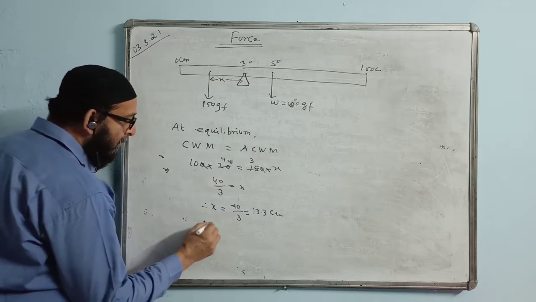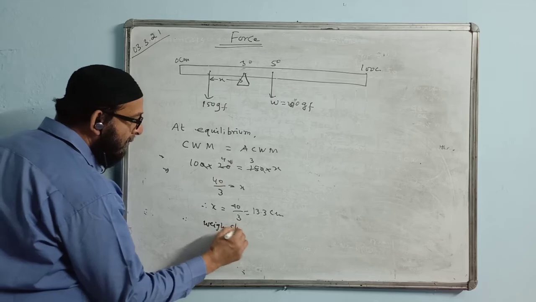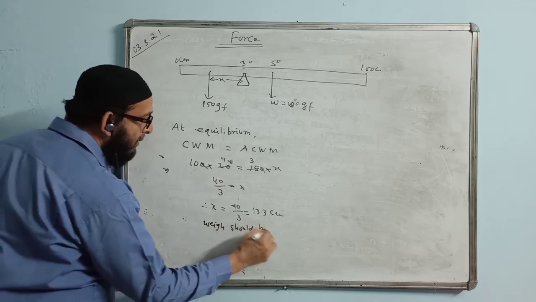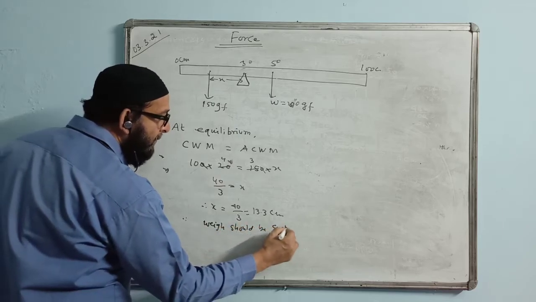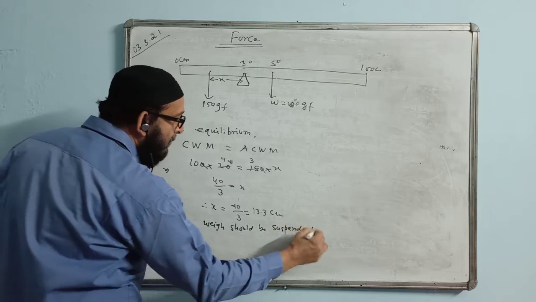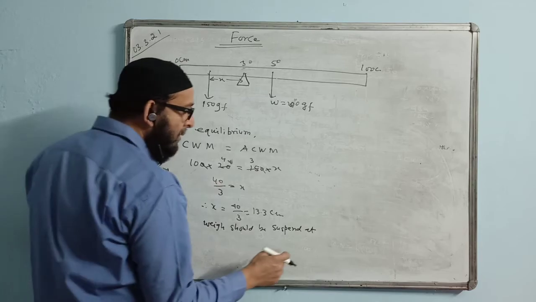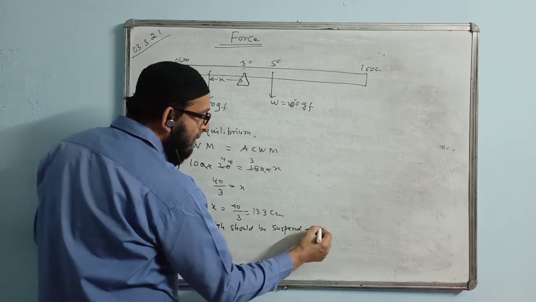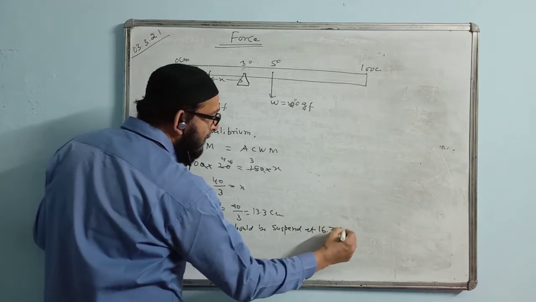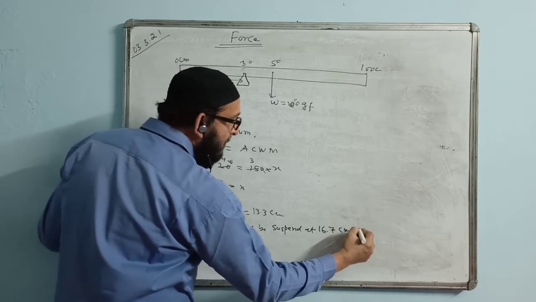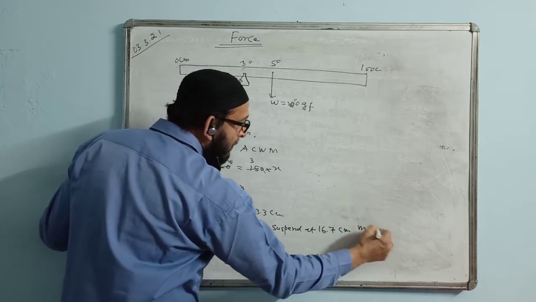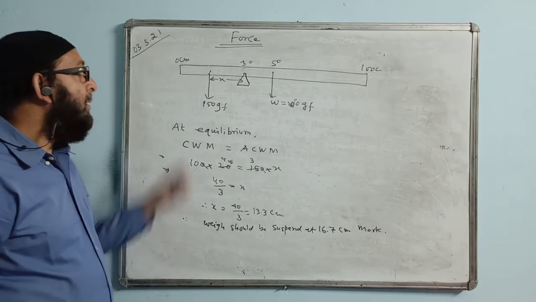Therefore, the weight should be suspended at, what? 30 minus 13.3 comes to 16.7 centimeter. The 16.7 centimeter mark. Okay, the answer will be like this.